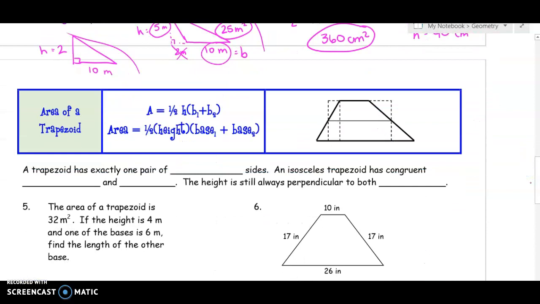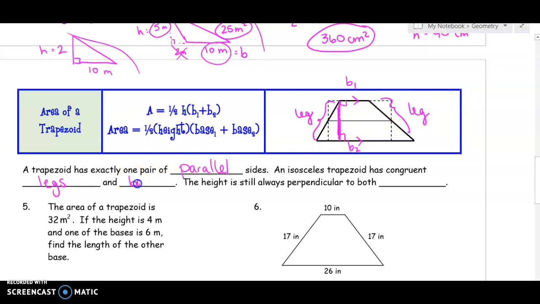Trapezoid is the next one. The area of a trapezoid. Remember that a trapezoid has two parallel sides. These two parallel sides are your bases, so B1 and B2. The other two sides are your legs. We're not really going to use the legs for much. The height is going to be the distance between the two bases, and the height will be perpendicular to both bases. A trapezoid has exactly one pair of parallel sides. An isosceles trapezoid has congruent legs. All right, so if it is isosceles, the legs would be congruent to each other.